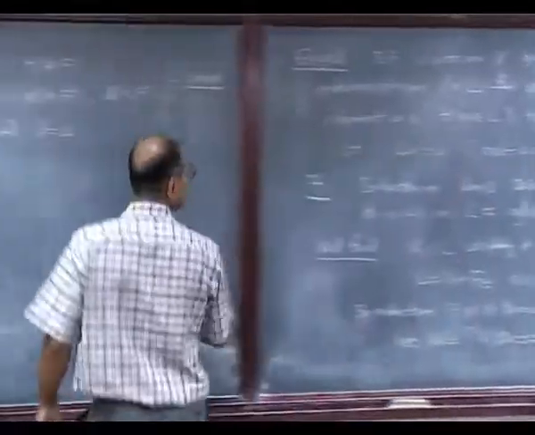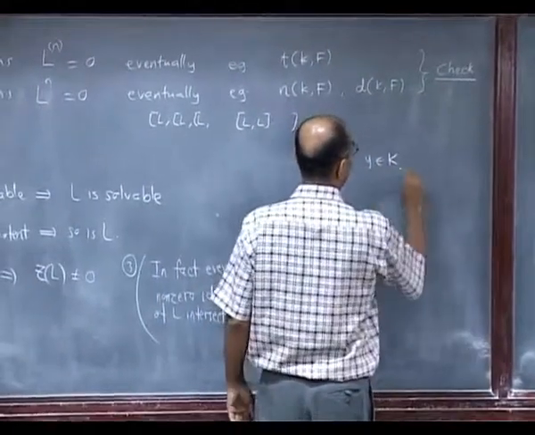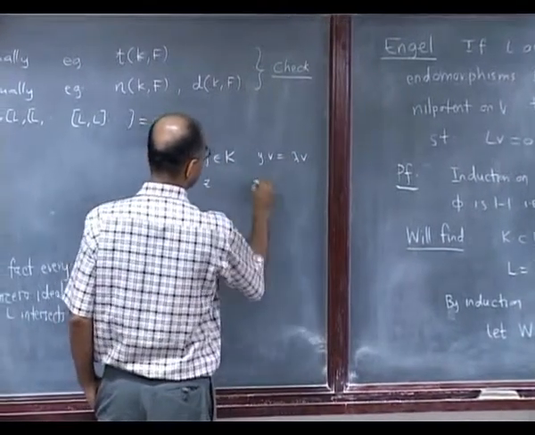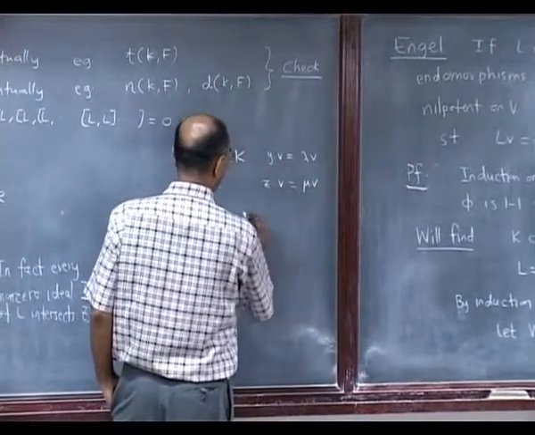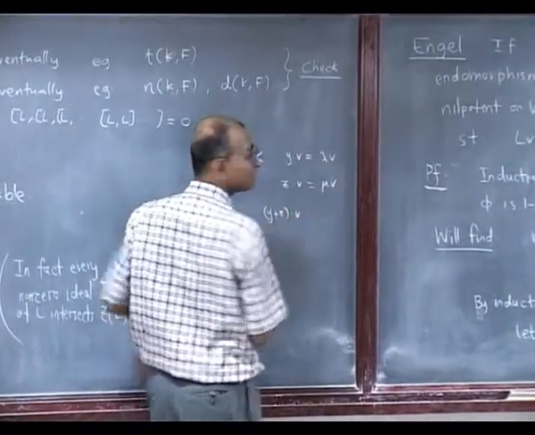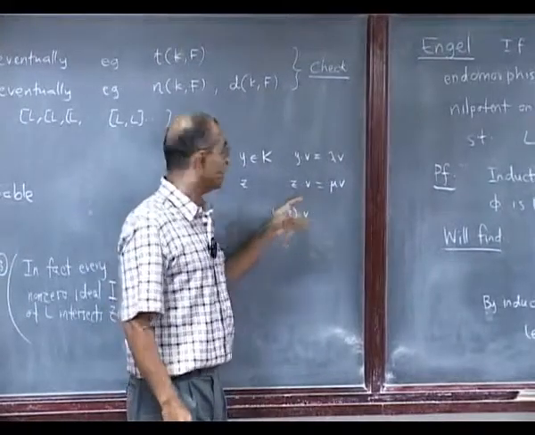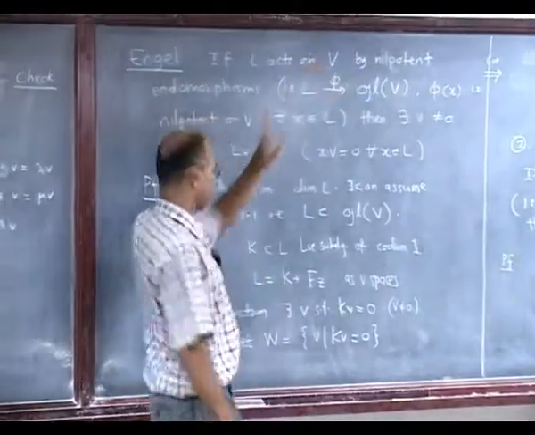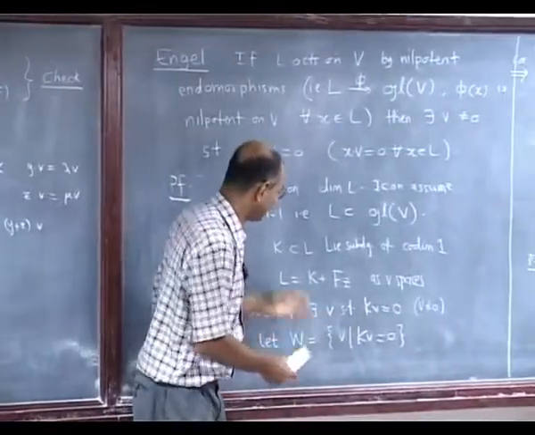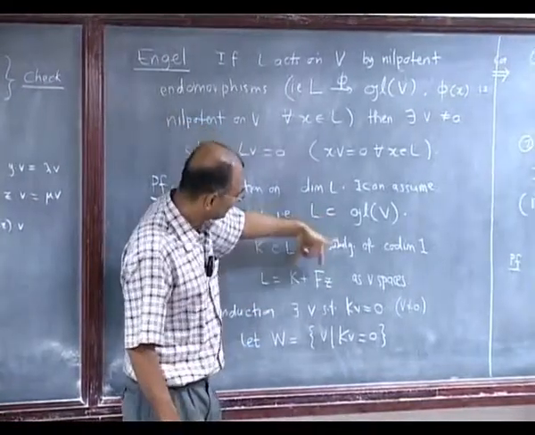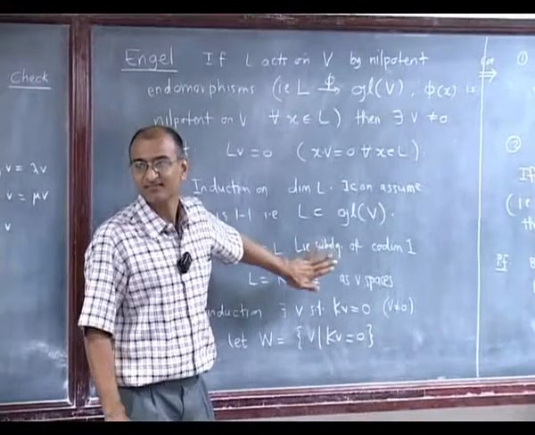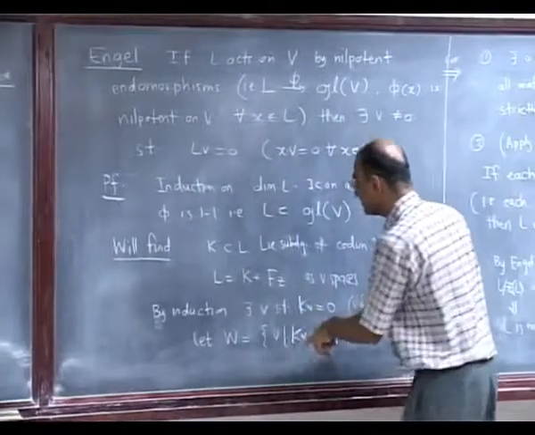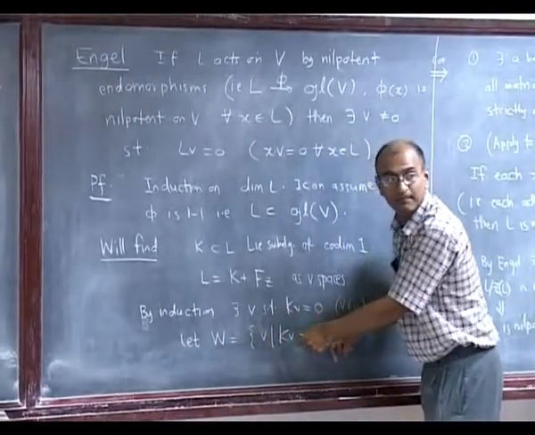So if some y is in K and y times V is some lambda V, and this extra Z is there, Z times V is some mu V, then I also know that y plus Z times V is lambda plus mu times V, and that is because this map is also a linear map. So even though there are lots and lots of operators, really if you want to find a common eigenvector, it is enough to do it for a basis. So all I have to do is to try to find an eigenvector of Z on this space W.